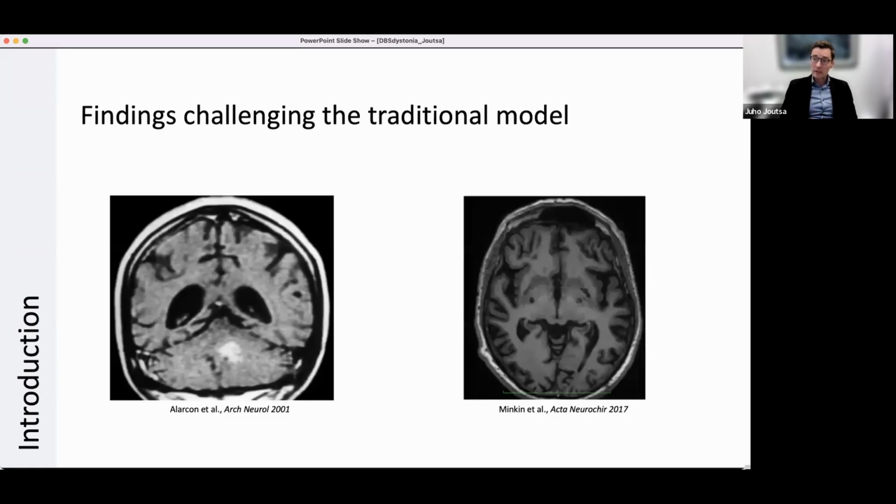However, the problem with the traditional model, which would be very convenient in terms of figuring out how to plan treatments, is that there are several findings that are inconsistent with the simplified traditional model. For example, brain lesions completely outside the basal ganglia can cause dystonia. Similarly, pallidotomy works for treatment of dystonia, although the simplified model would just suggest that it actually causes dystonia.